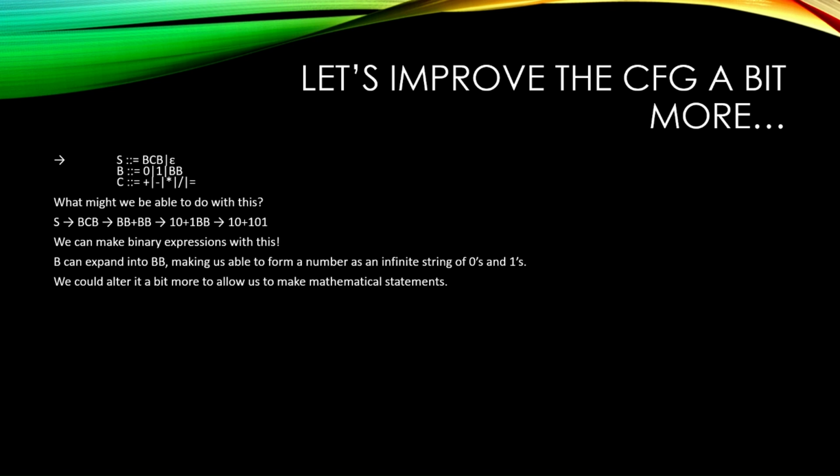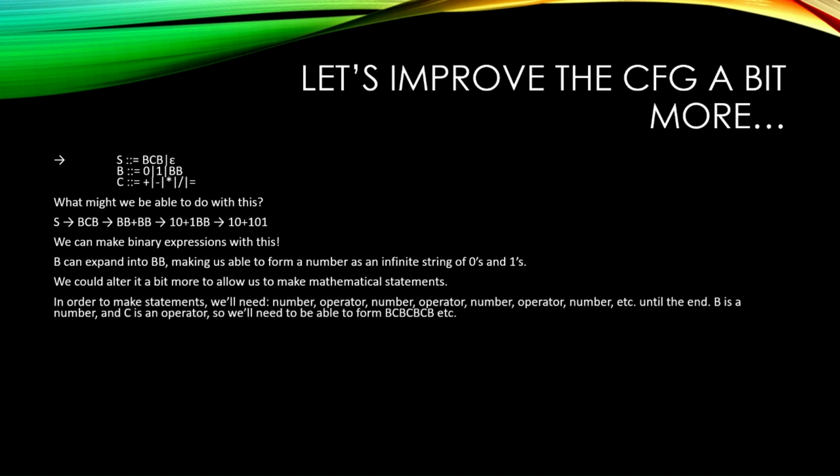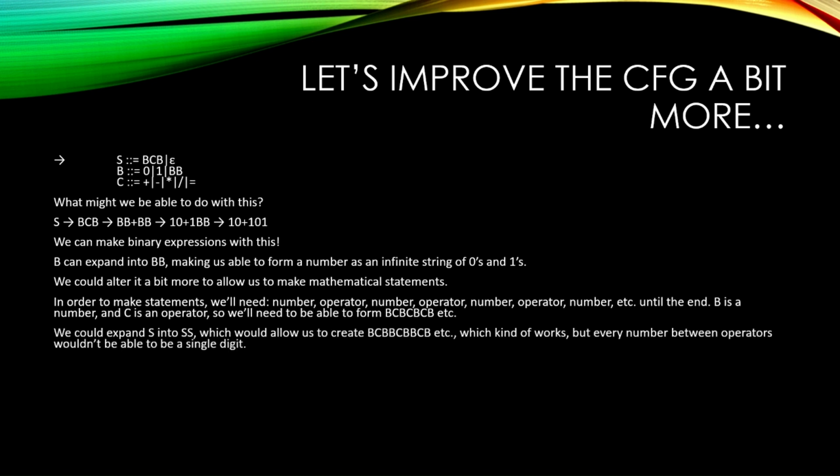We could, I suppose, alter it a little bit more to allow us to make mathematical statements. So saying like a number plus a number equals a number, for example. In order to make those, we'll need number operator, number operator, number operator, number, etc. until the end. B is a number and C is an operator, so we'll need to make something like BC, BC, BC, B, etc. So how can we make it from this? We could expand S into SS, which would allow us to create BCB, BCB, BCB, etc.